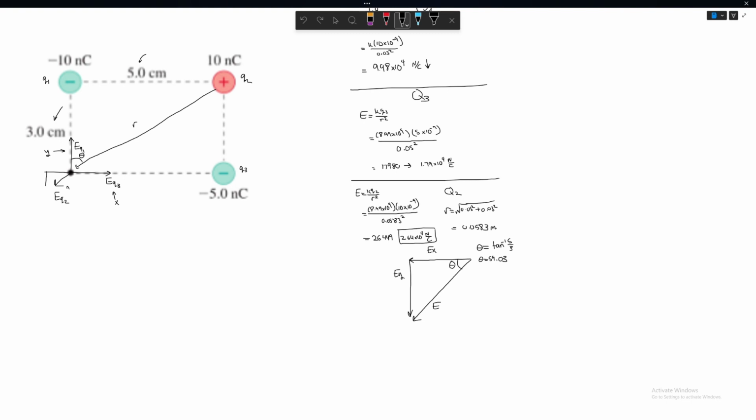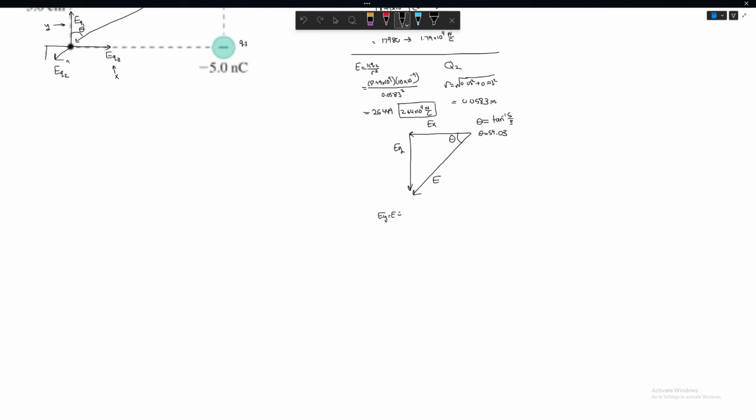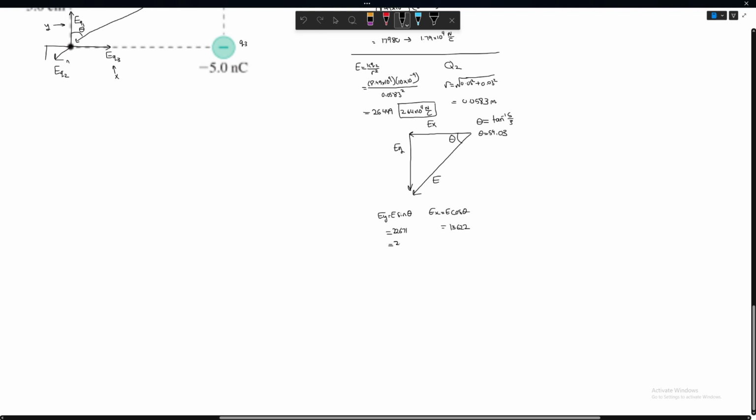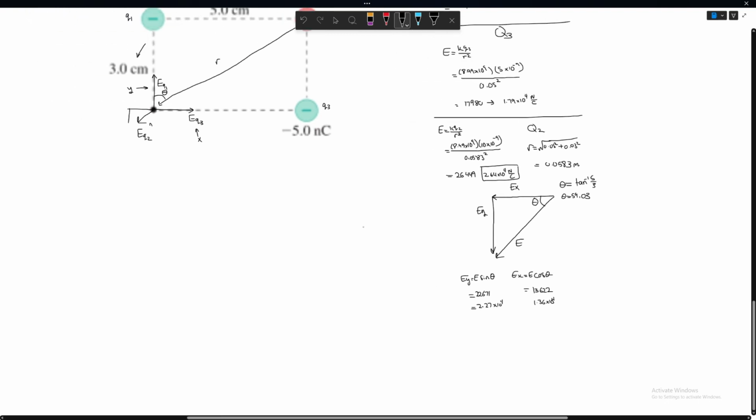And so I can get my EX and EY. My E in the y equals my E times sine theta, and my EX equals E times cos theta. And these will equal the following. All right, and now we got our 2, which is 2.27 times 10 to the 4, and 1.36 times 10 to the 4. Now we got all our components.